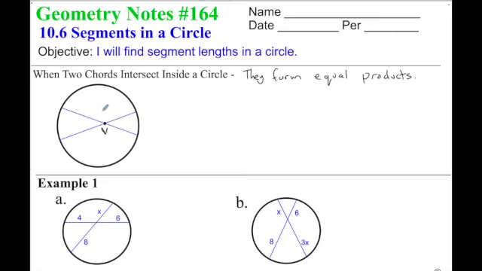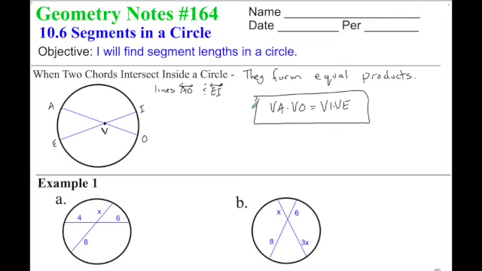And then there's two lines that intersect, and one of them is AO, and one of them is EI. So I'm going to say lines AO and EI, or they could be segments. Now the product that I'm going to remember is VA times VO equals VI times VE. So that's our circle product, and we're going to just remember that.